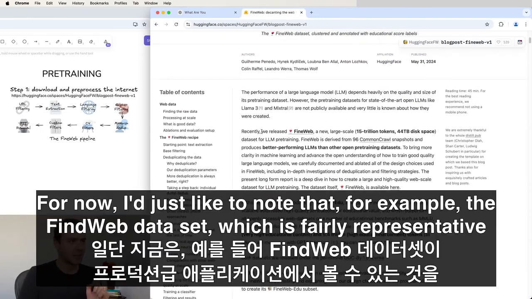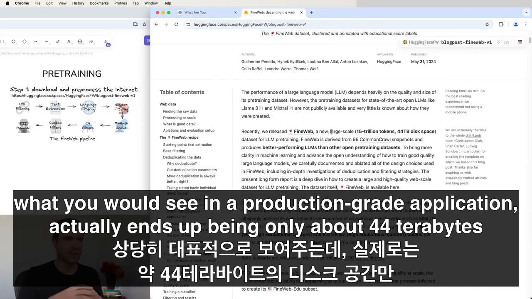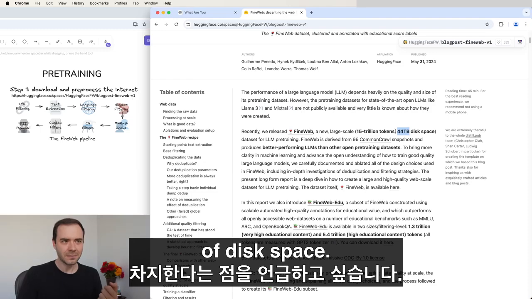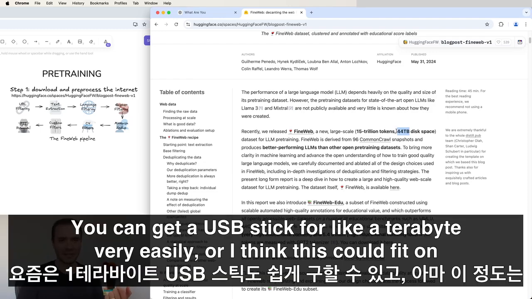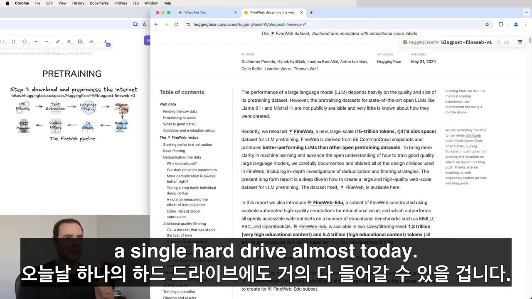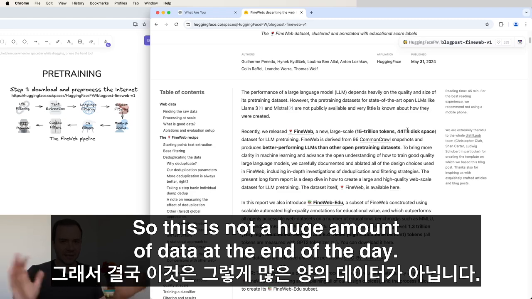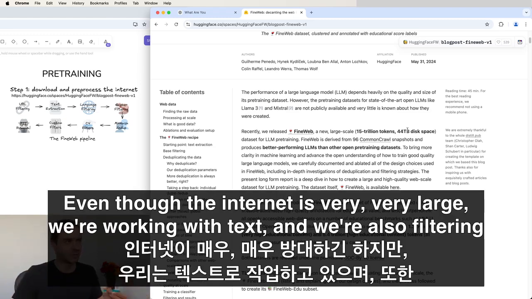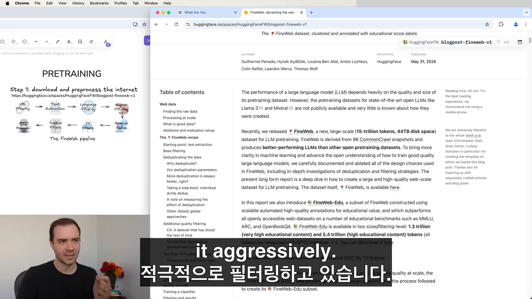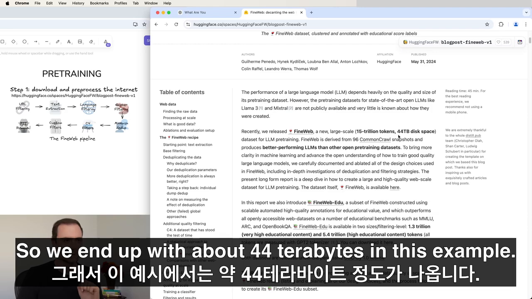For now, I'd like to note that, for example, the FineWeb dataset, which is fairly representative of what you would see in a production grade application, actually ends up being only about 44 terabytes of disk space. You can get a USB stick for like a terabyte very easily, or I think this could fit on a single hard drive almost today. So this is not a huge amount of data at the end of the day. Even though the internet is very, very large, we're working with text and we're also filtering it aggressively. So we end up with about 44 terabytes in this example.